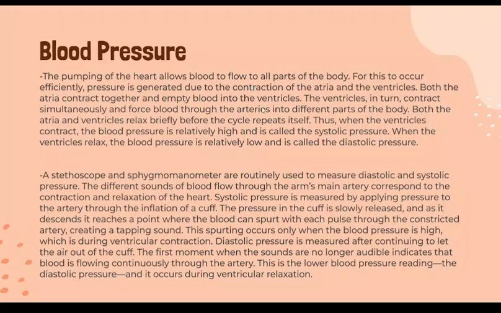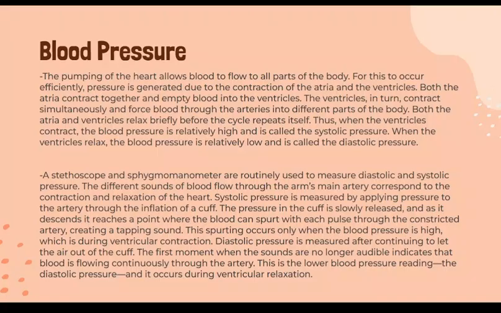For this to occur, pressure is generated due to contraction of the atria and the ventricles. Both the atria contract together and empty blood into the ventricles, and then the ventricles contract simultaneously, so that the blood flows through the arteries and into different parts of the body. This part we already learned. When the ventricle contracts, the blood pressure is very high, and we need it to be very high because we're giving blood to a lot of places.